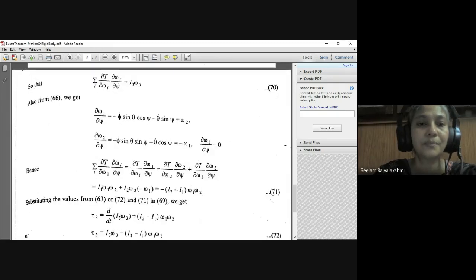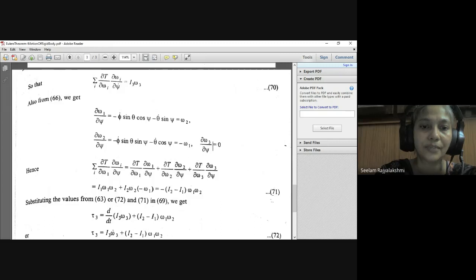Hence, sigma I dou T by dou omega I into dou omega I by dou psi equals dou T by dou omega 1 into dou omega 1 by dou psi plus dou T by dou omega 2 into dou omega 2 by dou psi plus dou T by dou omega 3 into dou omega 3 by dou psi. We have dou omega 3 by dou psi equals 0, which means this term vanishes.